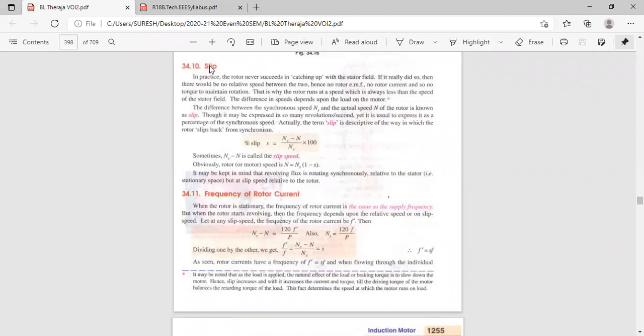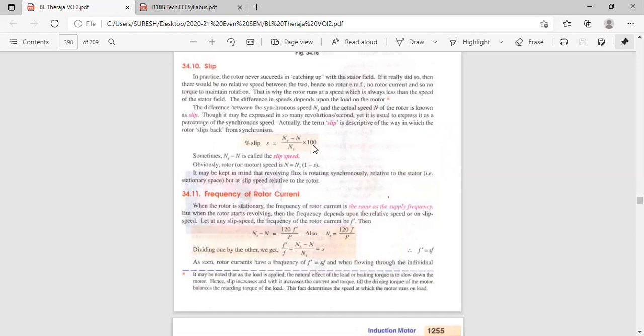The value of slip is 1. Write down the side heading slip. Write down this formula: slip S is equal to (Ns minus n) by Ns. Have you written? Okay, write down the condition. At standstill, the rotor is not rotating.